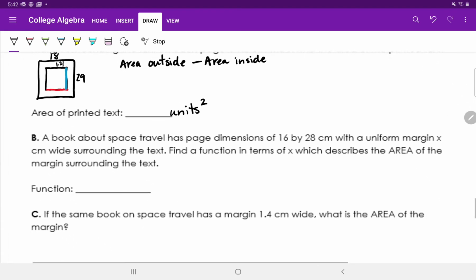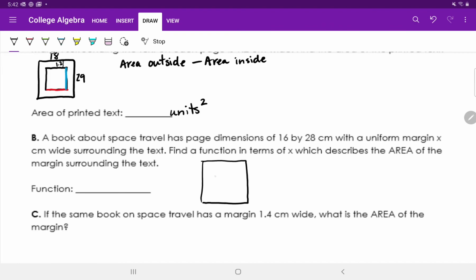For part B, they make it a little bit more complicated because instead of giving you a number for the dimensions of the margin, they give you a variable. They say, imagine that the margin is x units, and then we have to set up a formula or a function to represent the area of the margin. So it's still the same. Area of the outside minus area of inside.